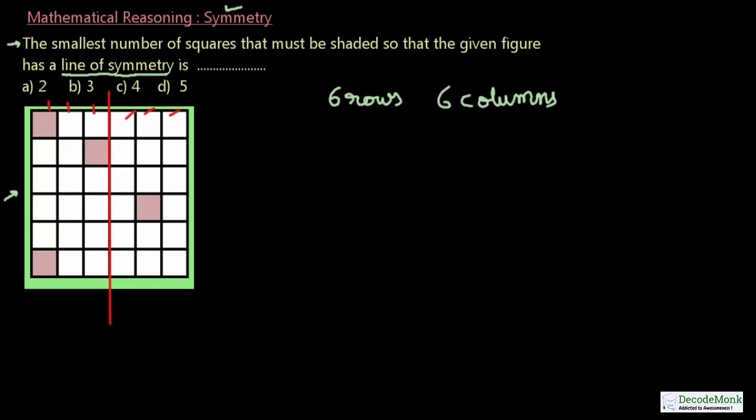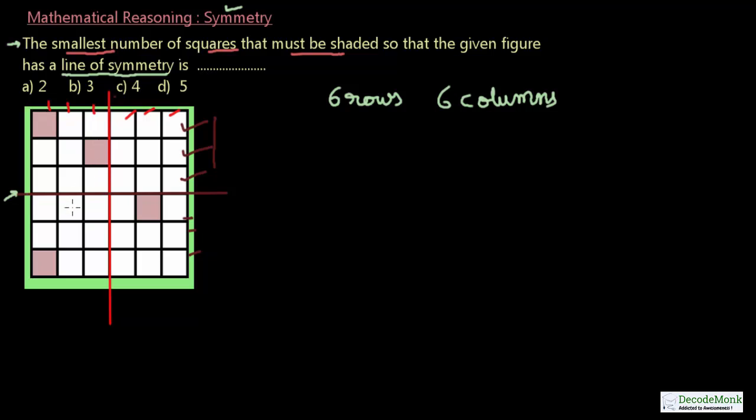Or the line of symmetry can also be horizontal like this. Then the exact number of rows on the top will be equal to the exact number of rows in the bottom. So we can have 2 lines of symmetry over here as far as the number of columns and rows are concerned. Out of these 2 lines of symmetry, we have to find out the smallest number of squares that must be shaded so that the given figure is shaded on either side of the line of symmetry.